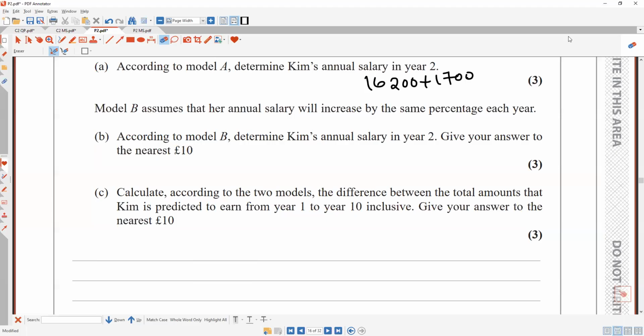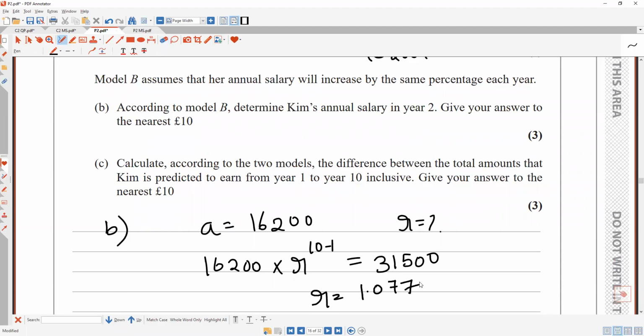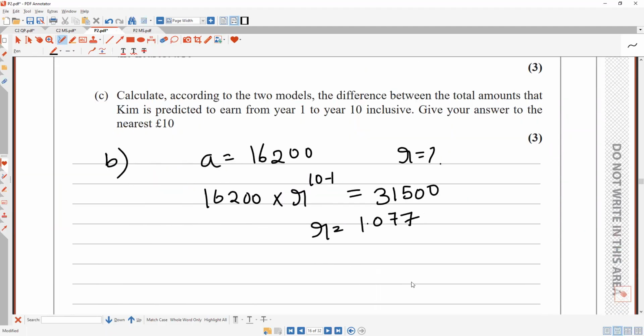B part right now. Okay, they said it is increasing by a percentage. What was your A, by the way? 16,200. What was your R? We don't know, question mark. What's your final 10th year? How much is it? 31,500. So can I write A R raised to n minus 1, 10 minus 1, is equal to 31,500. What is the value of R you guys got? 1.077. You got 1.077, right?